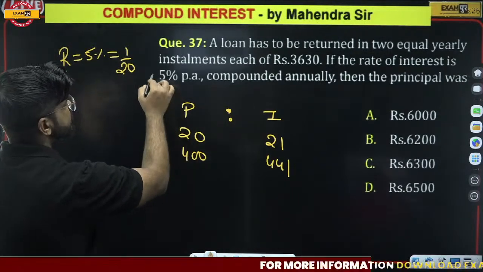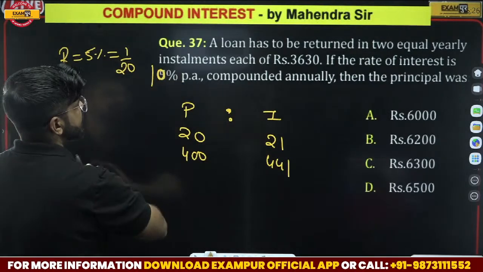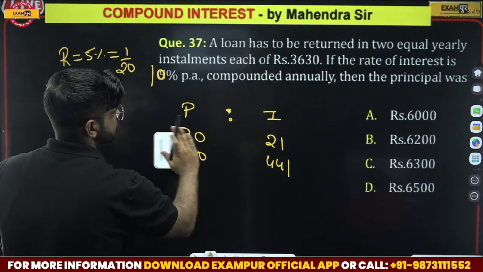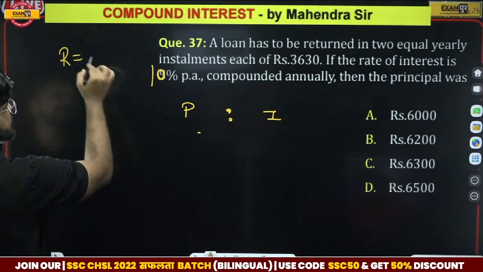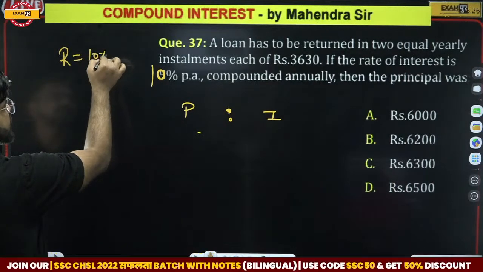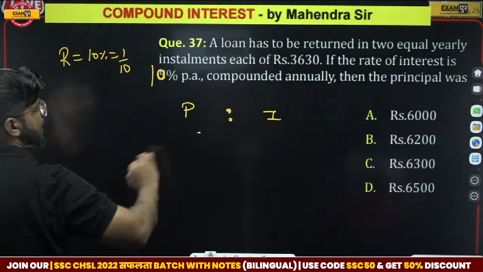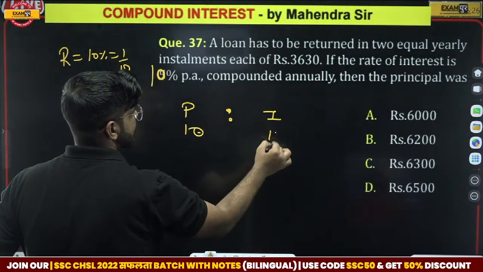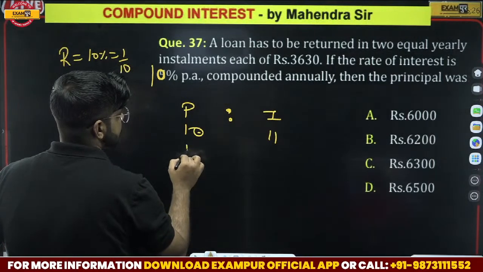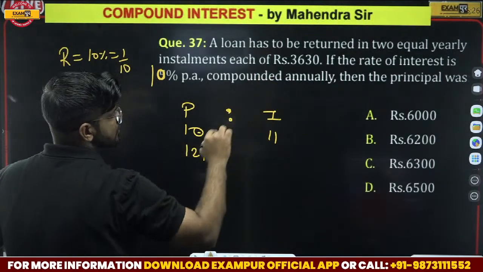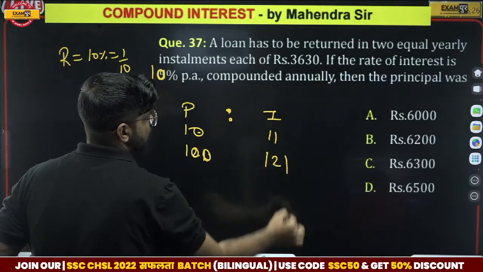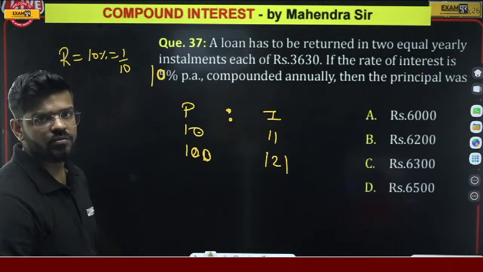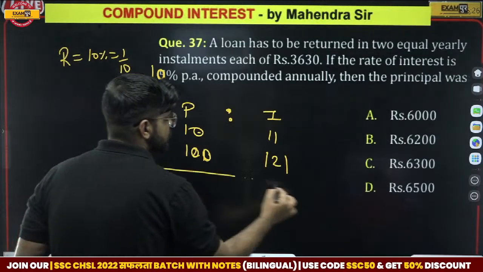This question should be 10%. Make it 10% here. So if I make it 10%, it will be 1 by 10. And if it is 10, this will be 11. If it is for 2 installments, then this will be 100, and the square of this will be 121. So these are the 2 installments.